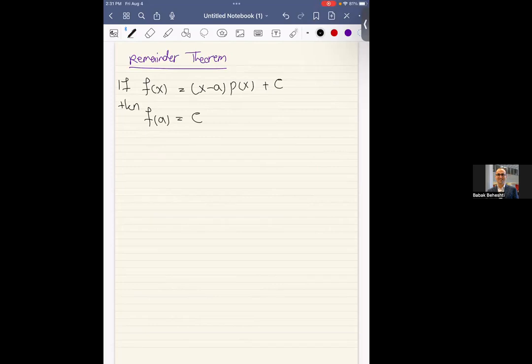Now that means if you have a function who has a factor, in particular, if c is equal to 0, then f of a equal to 0. Like what we discussed earlier today. If x equal to 1 is a 0, then x minus 1 is a factor. Okay?